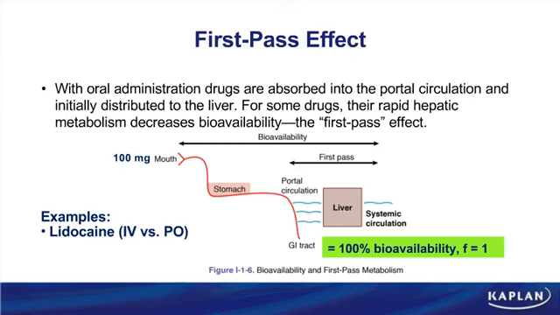If I take lidocaine orally, for example, its first pass effect through the liver is going to be so significant, the amount of lidocaine that makes it into the systemic circulation is very, very low. Low enough, in fact, that it's not a useful drug to take oral. So we're going to give this drug IV.